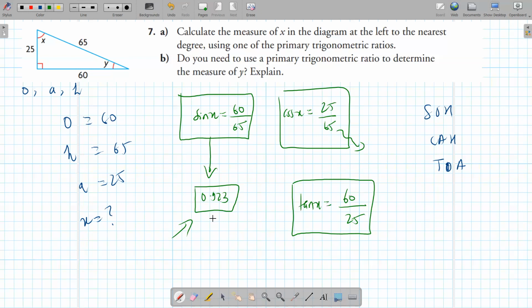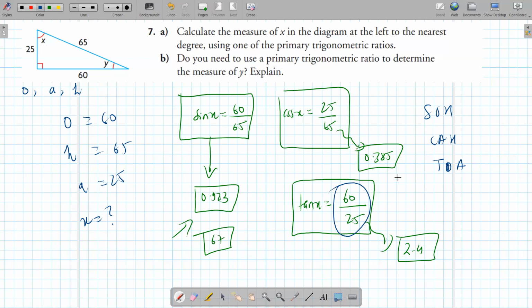So you first want to type in 0.923 and then do second function sine. 67.36. All right, we're just gonna call it 67, okay? Now try doing this one, cos inverse of 0.385. So first type 0.385 and then do second function cos. 67.35. Yeah, exactly. Now try doing tan inverse of 2.4. First type 2.4 in, because 2.4 is that, and then do second function tan. It's 67.38.